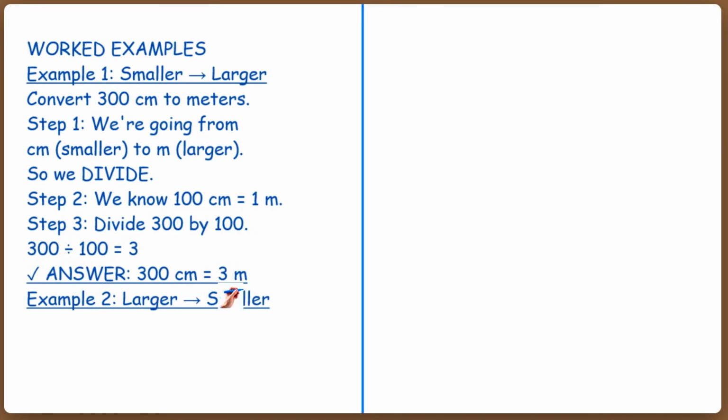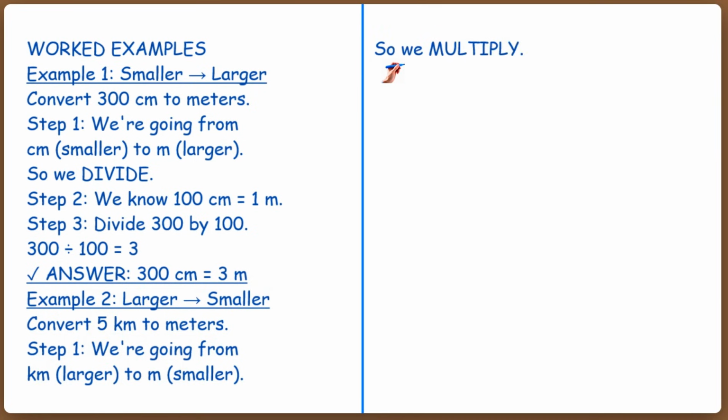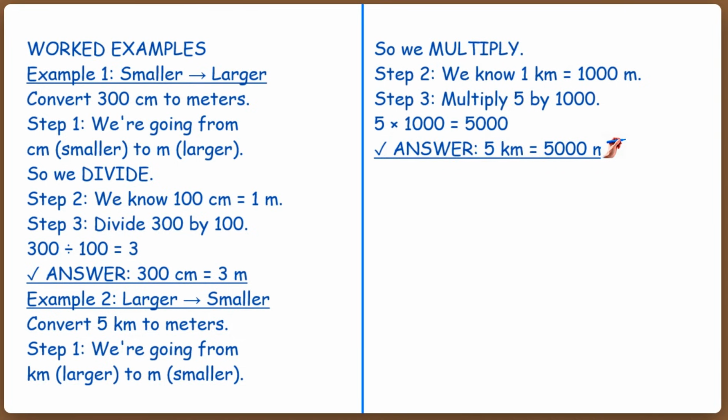Example 2. Larger to smaller. Convert 5 kilometers to meters. Step 1. We are going from kilometers, which is larger, to meters, which is smaller, so we multiply. Step 2. We know that 1 kilometer equals 1,000 meters. Step 3. Multiply 5 by 1,000. 5 times 1,000 equals 5,000. Answer: 5 kilometers equals 5,000 meters.